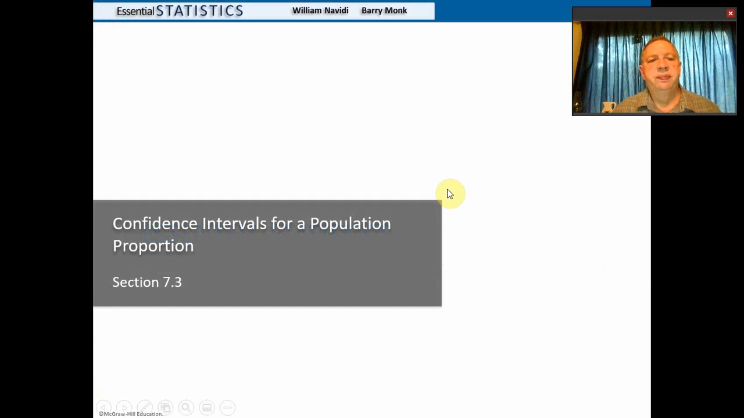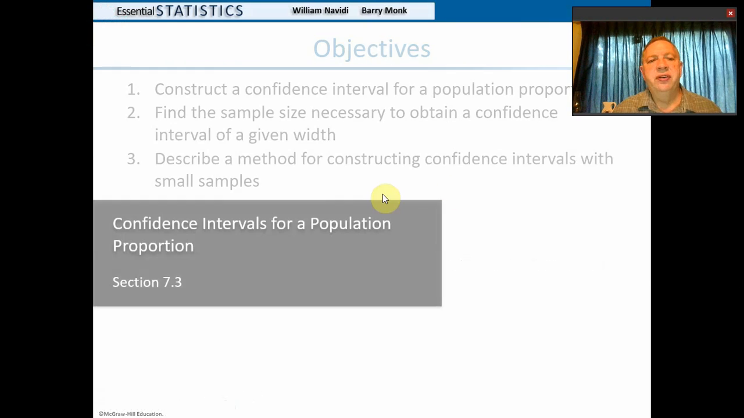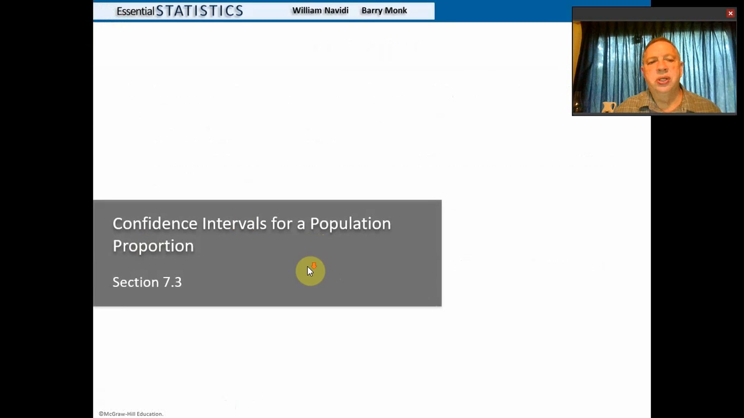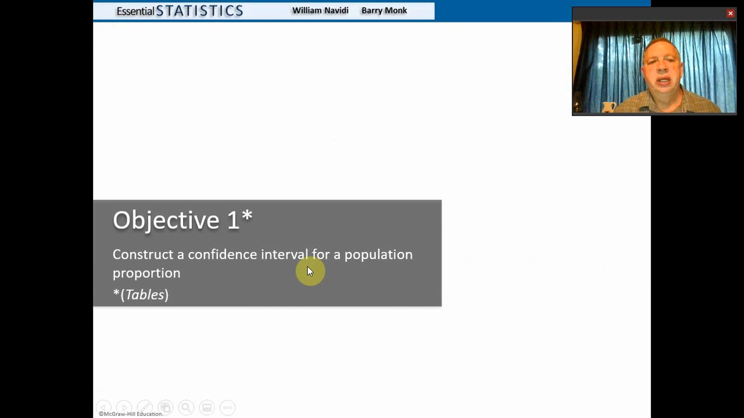So let's get started. We're going to do confidence intervals for a population proportion.